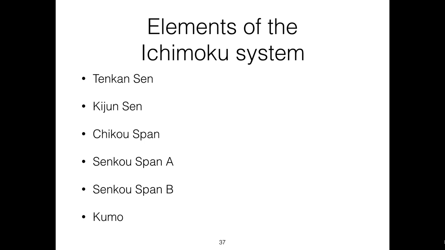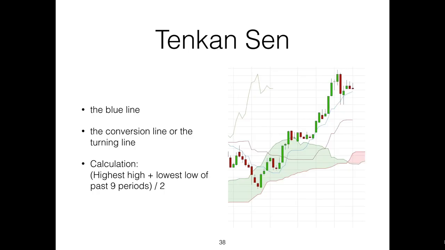So part 2, what are the elements of the Ichimoku system? There are 6: the Tankenson, the Kijun-sen, the Chico Span, the Senko Span A, the Senko Span B, and the Kuhmo. The Tankenson is the blue line. This is called the conversion line or the turning line. It is calculated using the highest high plus the lowest low of the past 9 periods divided by 2.